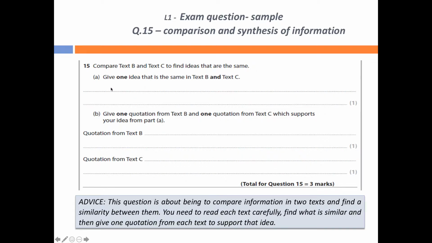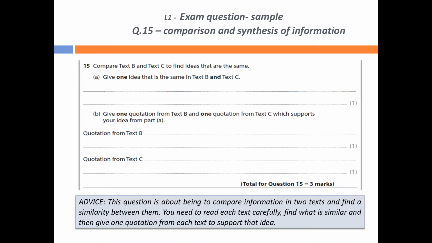First one, what is the same idea? So it might be, for example, they both say that hurricanes are dangerous. Okay, so the idea is the general idea, and then a quotation from each text which supports that idea. So, for example, text B might say, the hurricane claimed 20 lives. Text C might say, the hurricane destroyed hundreds of buildings. Okay. So both of those quotations support the idea that hurricanes are dangerous.